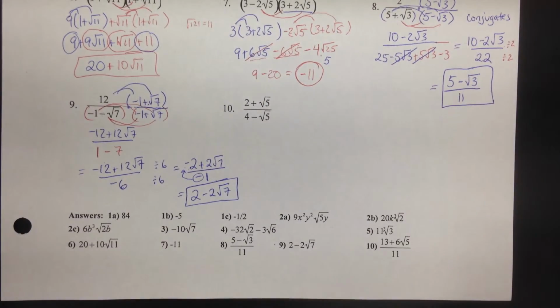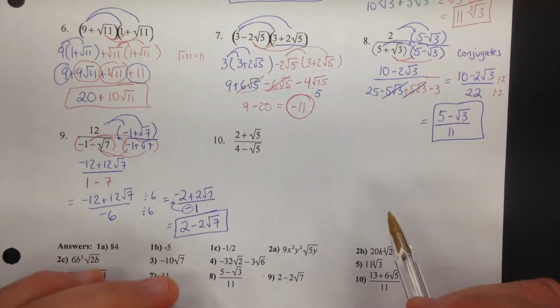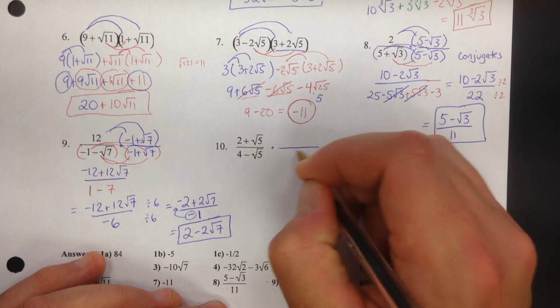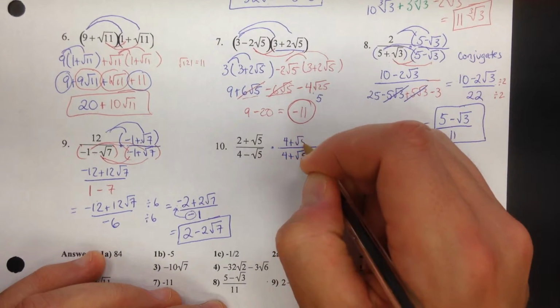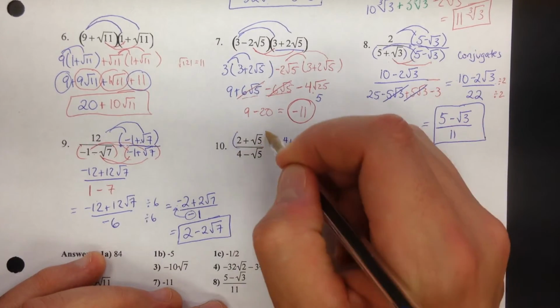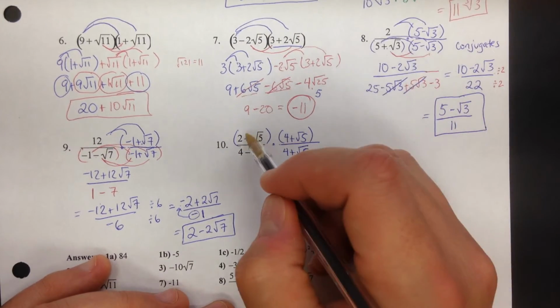Last one, number 10. We're going to multiply by the conjugate. The conjugate is 4 plus square root 5, top and bottom. So what's going to happen here, we're going to double distribute for the top.